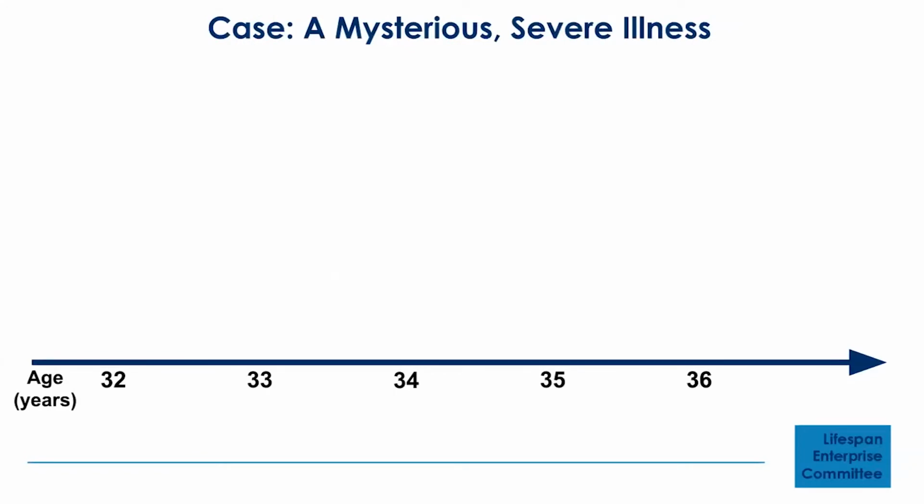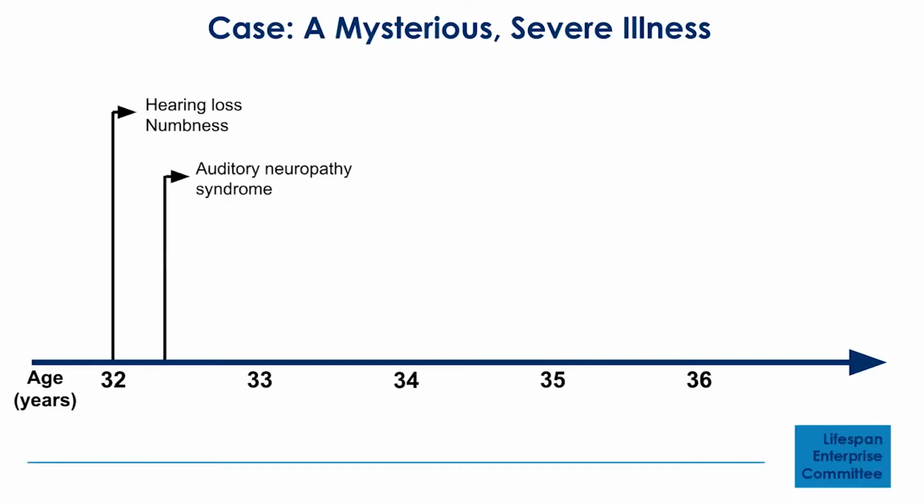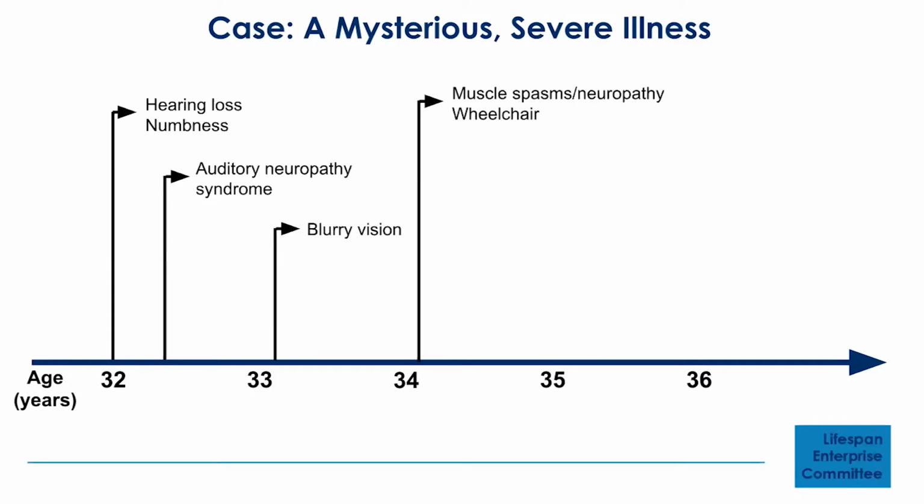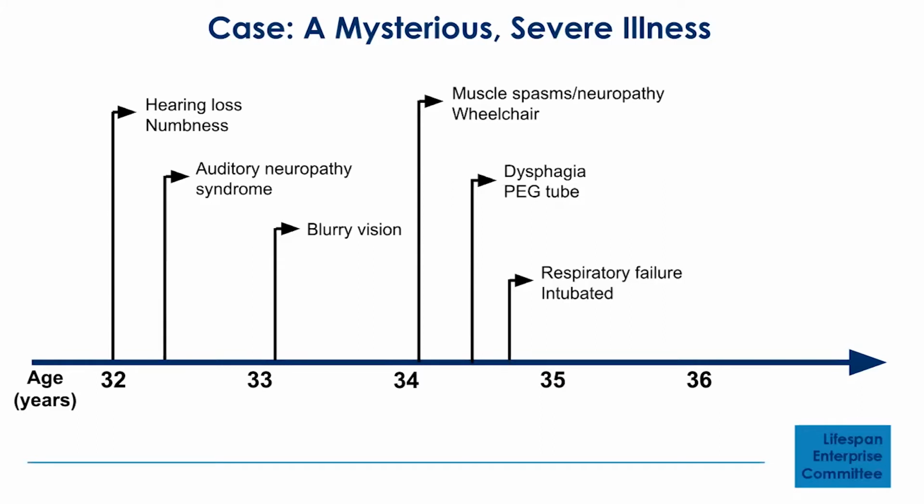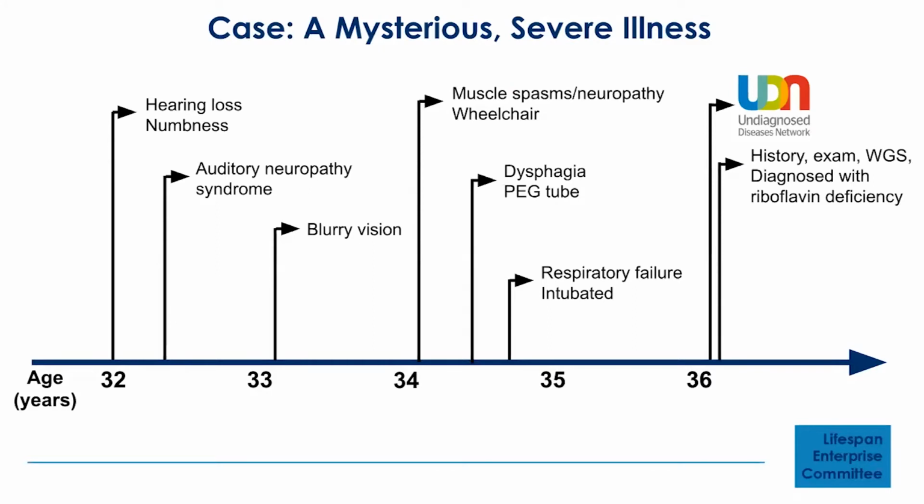This is an individual presented to our Undiagnosed Diseases Network. She first presented with hearing loss and numbness. She developed an auditory neuropathic syndrome, blurry vision. It continues to progress and has muscle spasms, neuropathy, is confined to a wheelchair. She ends up getting a feeding tube and eventually is intubated and comes to the Undiagnosed Diseases Network through a combination of history, physical exam, deep exploration, and whole genome sequencing.